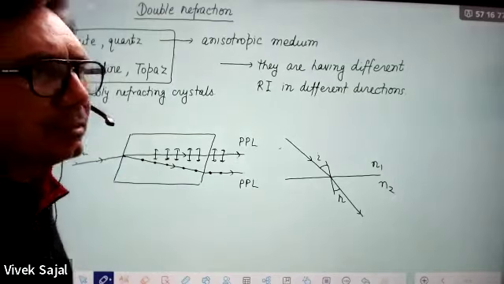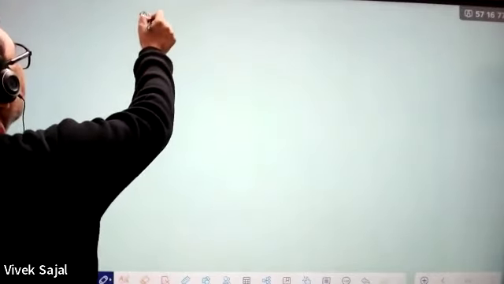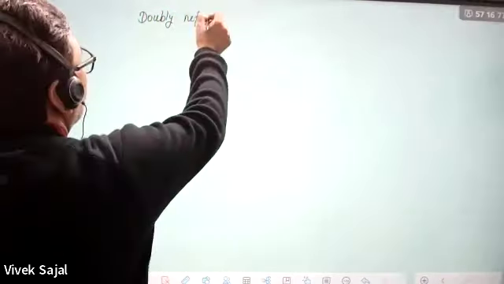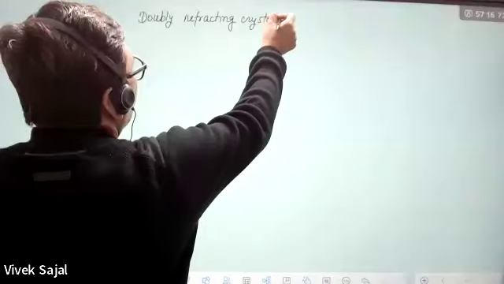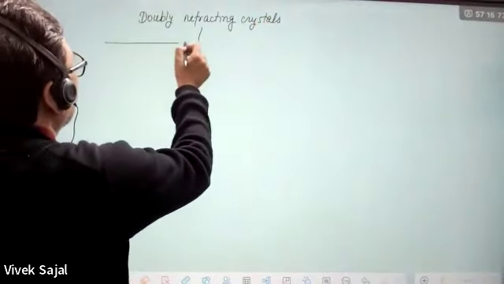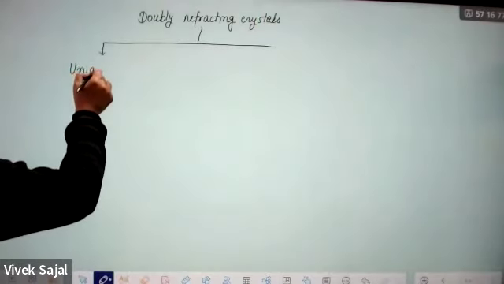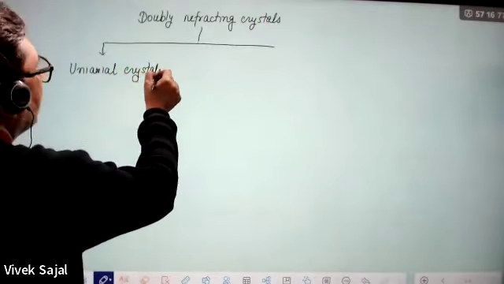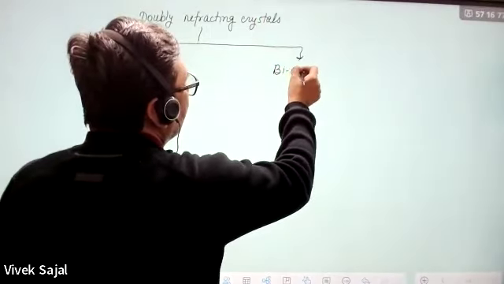Now these doubly refracting crystals are of two types. The first is uniaxial crystals, and the second is called biaxial crystals.